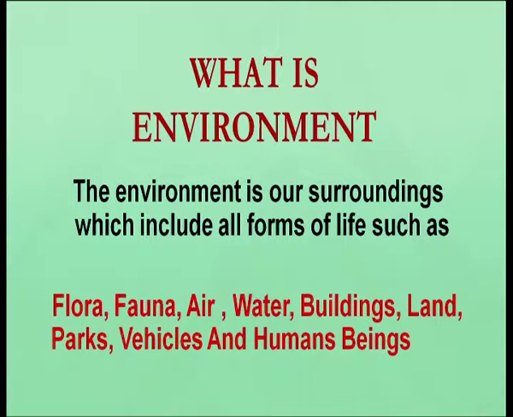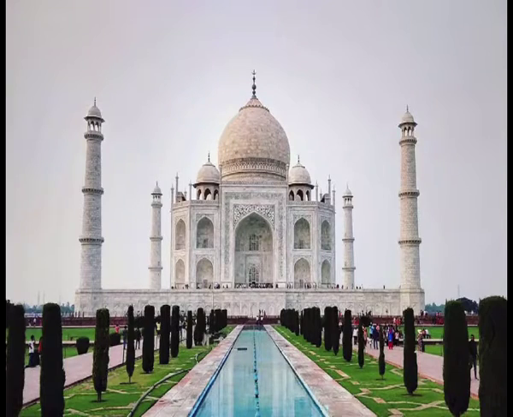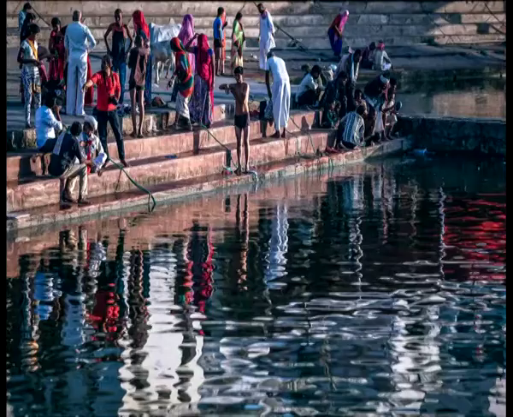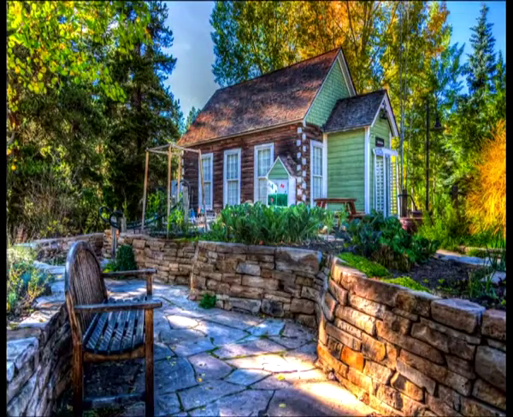So first of all, let us define a few words like environment and environmental degradation. What is the environment? The environment is our surroundings, which include all forms of life such as flora, fauna, air, water, buildings, lands, parks, vehicles and human beings. These are a few pictures depicting what the environment constitutes of.